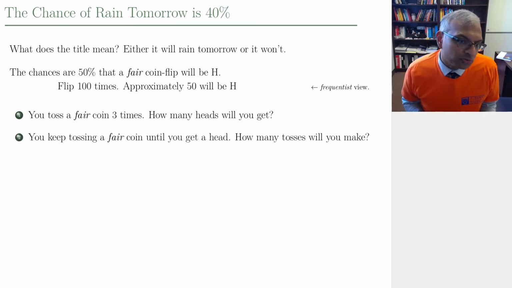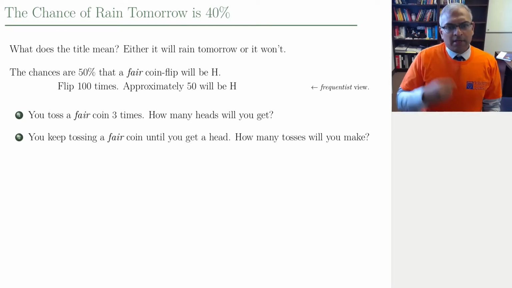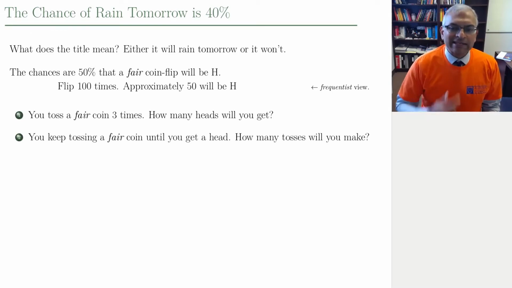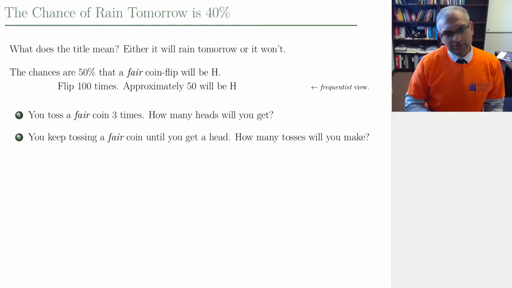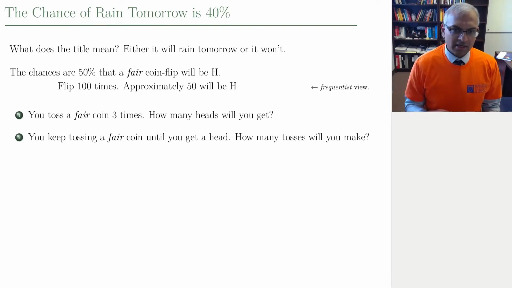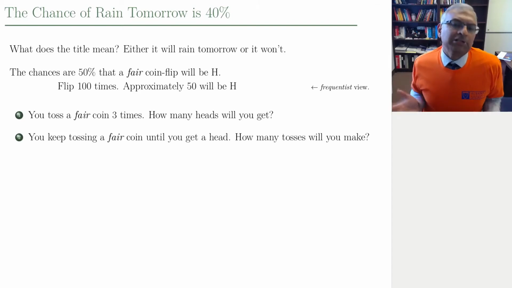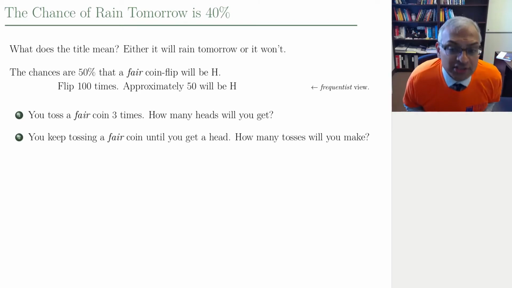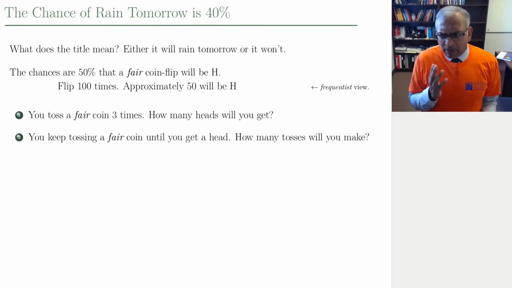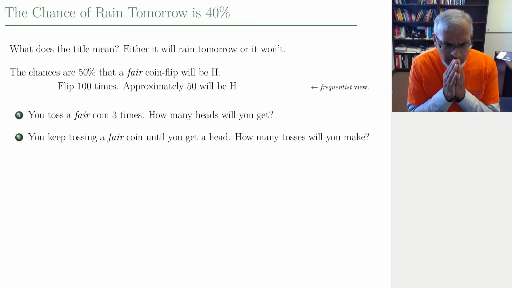Here's another question for you to think about. You toss a coin, and you keep tossing a coin until you get a head. It's related to coins, and we like coins because we can do things with coins repeatedly, like flip them. You toss a coin and you keep flipping until you get a heads. How many tosses will you make? So think about this. Let's think about what the answers to these two questions are.